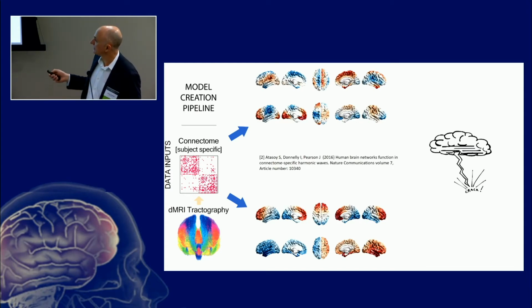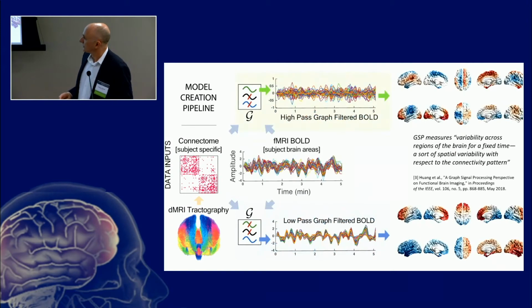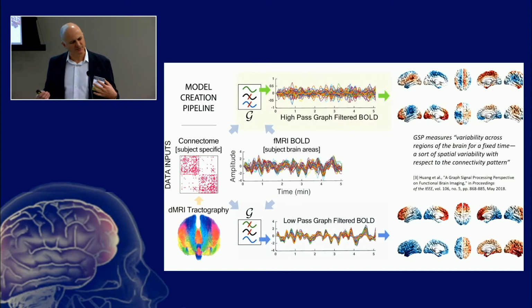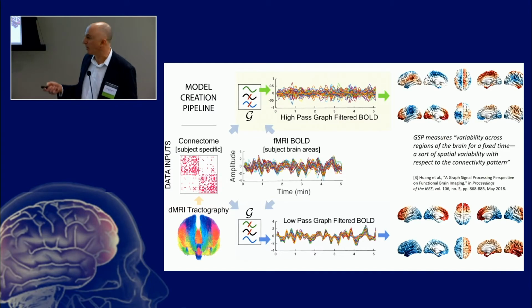This was described in a paper by Atasoy et al., where some of these harmonics are actually correlated to the default mode network. So it gets a little more complicated when we add fMRI to the problem, and GSP actually asks the question, not just what is the connectome telling us through these harmonics, but what happens when we construct a filter from these harmonics? So it's a graph filter. In this case, it's high-pass.